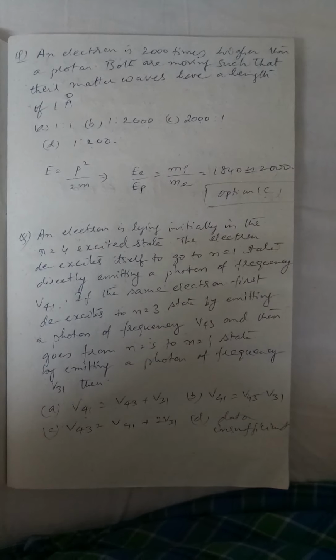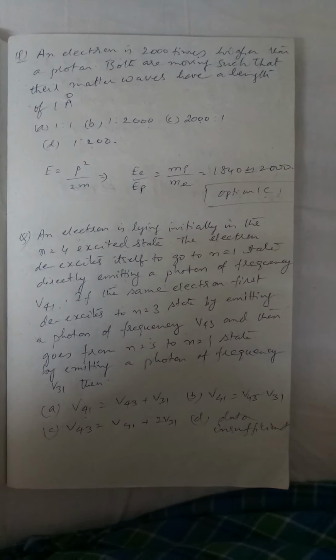Alright. Now when they are moving, they will possess kinetic energy. So E is equal to half mv square, another formula is p square by 2m, where p is the momentum. So here E is inversely proportional to the mass. So the energy of the electron divided by the energy of the proton is equal to mass of proton by mass of electron. So as per the question it is 2000 by 1. Option C is the right answer.